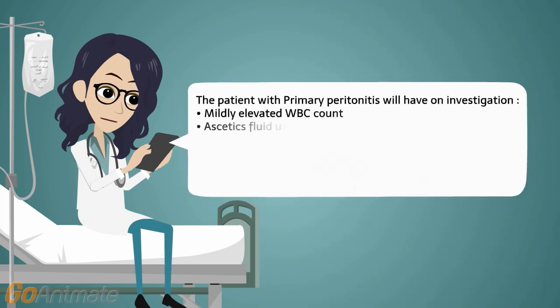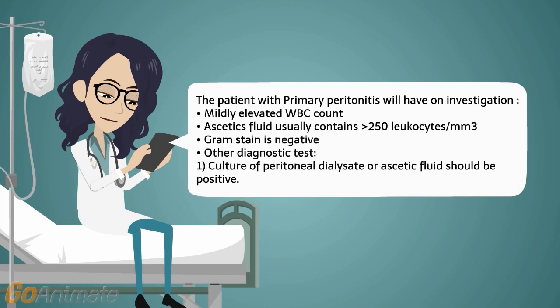Yes, of course. So I found out that the patient with primary peritonitis will have mildly elevated white blood cells count. Ascitic fluid usually contains more than 250 leukocytes per cubic millimeter. Gram stain is negative. Other diagnostic tests may involve culture of peritoneal dialysate or ascitic fluid, which should be positive.